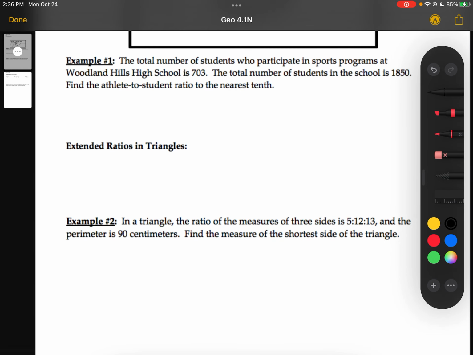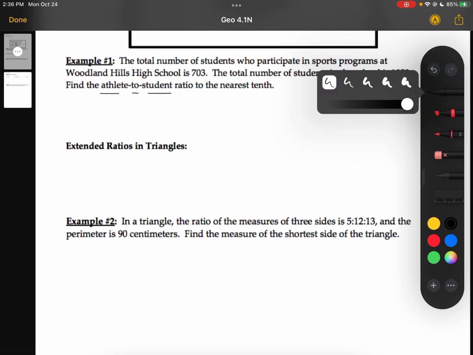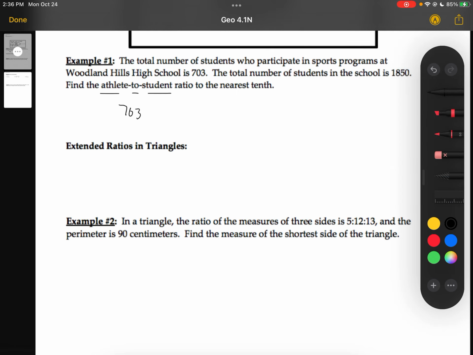So if we're looking at the total number of students who participate in a sports program at a high school, and we know that the total number of students in that school is 1850, we want to find this ratio. So it's telling us athlete to student ratio. So we have 703 athletes, and we have 1,850 students. So the athlete to student ratio is like so.